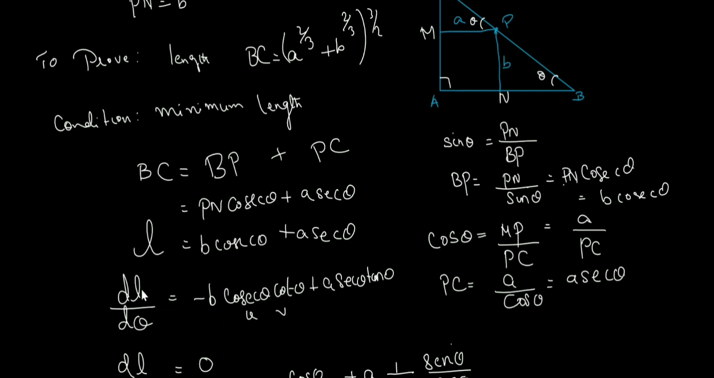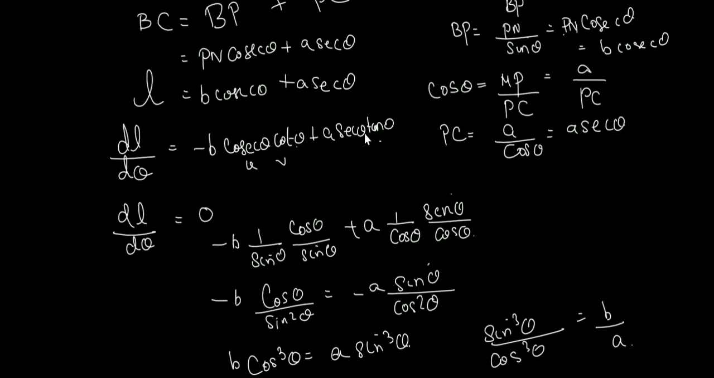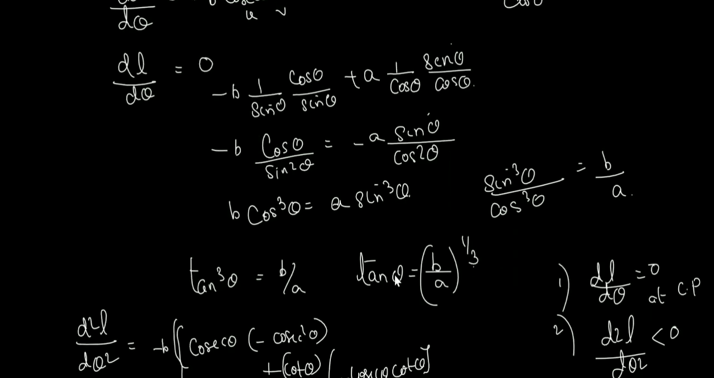Now, whether it is maximum or minimum, we have to differentiate. So dL by d theta is B into minus cosecant theta cot theta, plus A into secant theta tan theta. Differentiate, equate to 0. Cosecant theta you can write as 1 by sine, cot theta is cos by sine, secant theta is 1 by cos, tan theta is sine by cos. Minus and minus cancelled. So B cos cube theta is equal to A sine cube theta. So sine cube by cos cube theta is B by A. So tan cube theta is B by A. So tan theta is B by A the whole power 1 by 3.